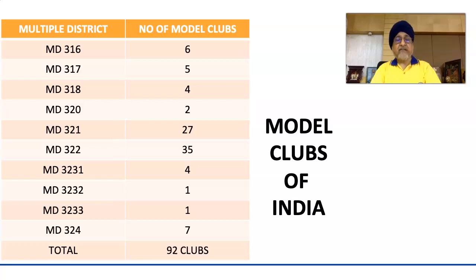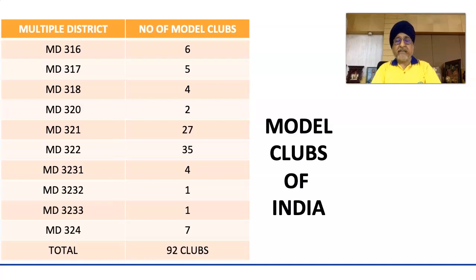This is the list of the multiple districts which have placed model clubs. There is ample scope. There are multiples which have gone to 35 model clubs, MD 322, 27 model clubs, 321, and there are multiple districts where a lot of scope is there, and this has not been fully explored. There is always scope, and with the district governor trying for it, working with the clubs, working with the district coordinator, working with the club leaders, club LCIF coordinators, and the leadership of the club, it is not very difficult.